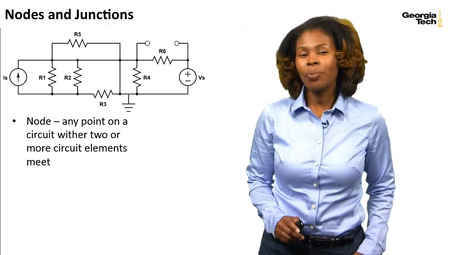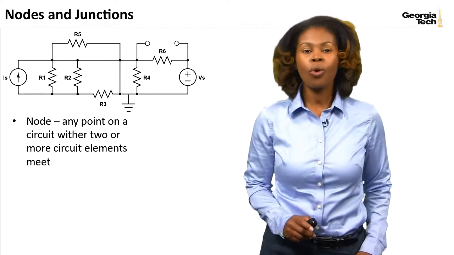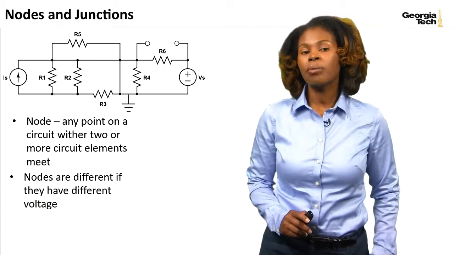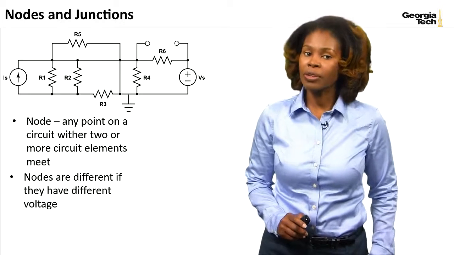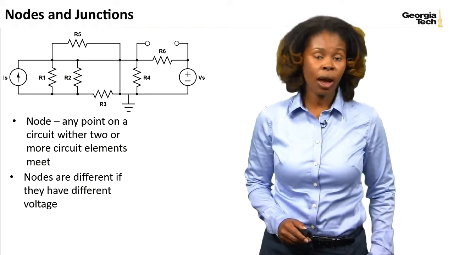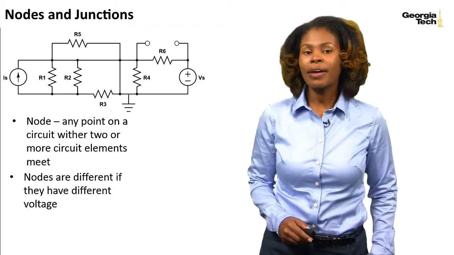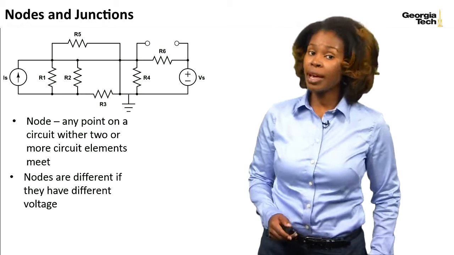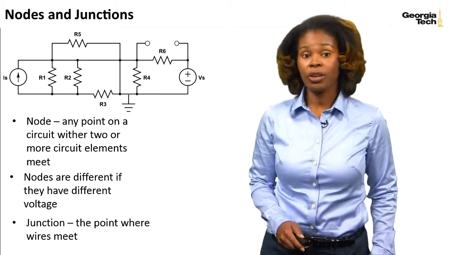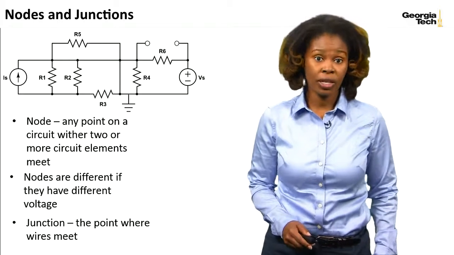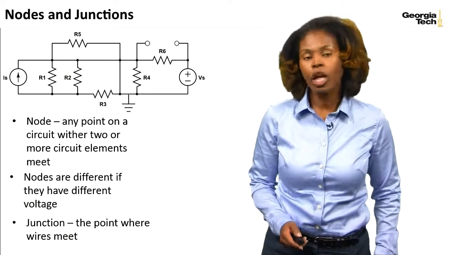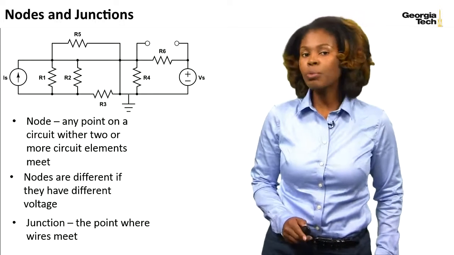Now consider the difference between a node and a junction. A node is any point on the circuit where two or more circuit elements meet. Also important to know about a node is that nodes are only different if they have a different voltage. So remember, there's no voltage drop along a wire. So you have to go through a circuit element in order to have a voltage drop, and that's the only way you can have a different node. A junction, on the other hand, is the point where wires meet. So any given node might have several junctions along the same node. And this is a very important concept.